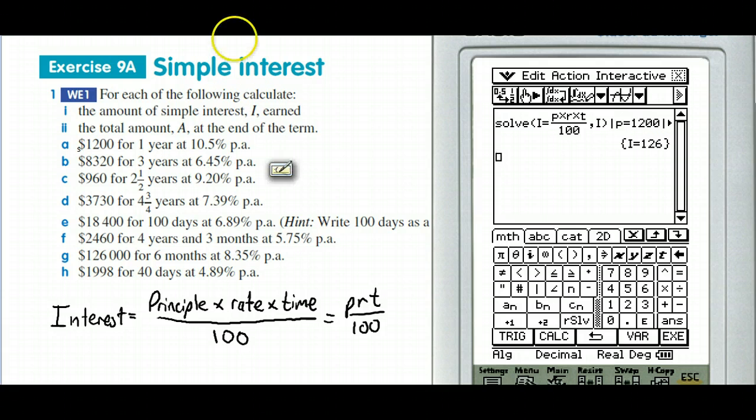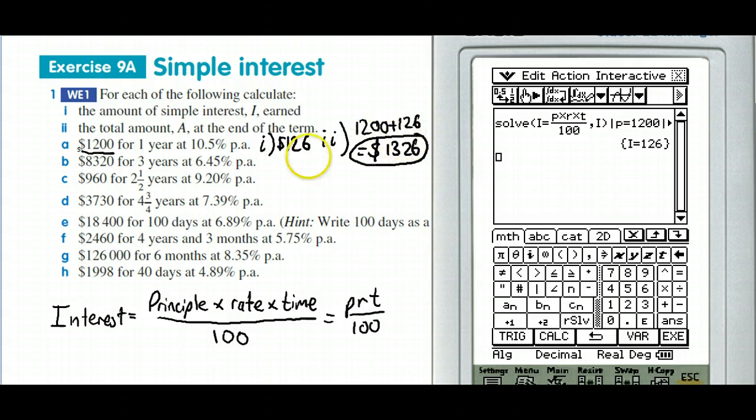Okay, so we worked out for part A, the amount of interest earned was $126, and that means that the total amount is going to be 1,200, the amount we had at the start, plus 126, equals $1,326. So that was the total amount.